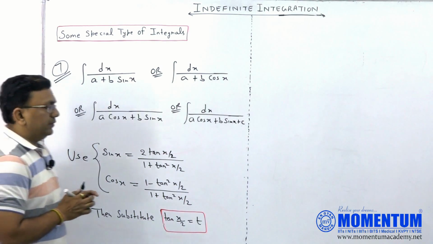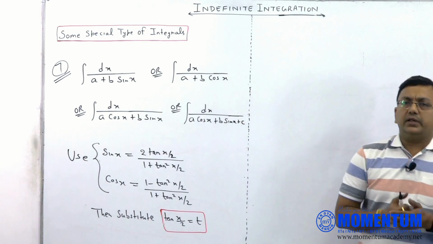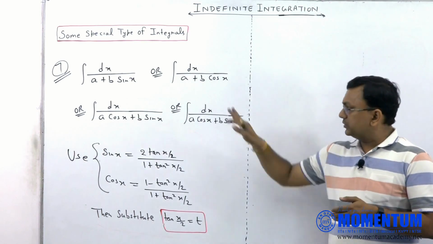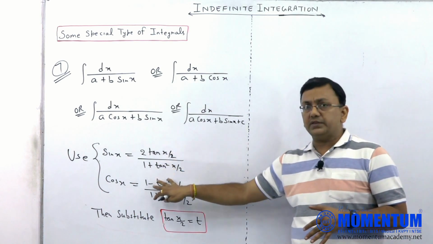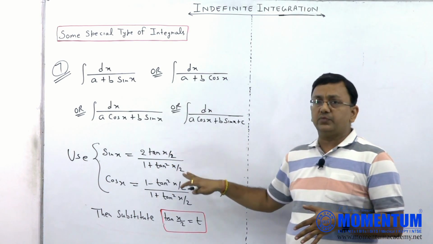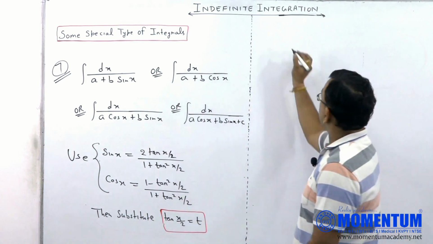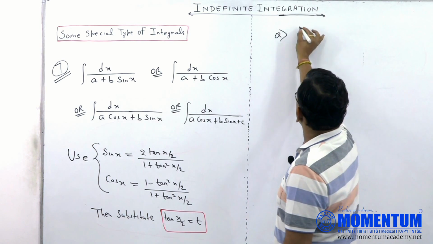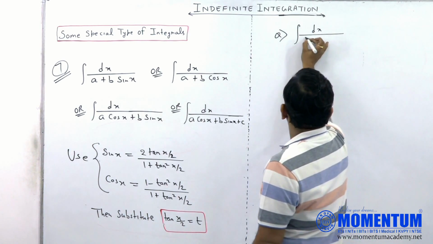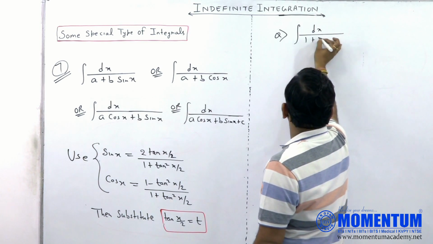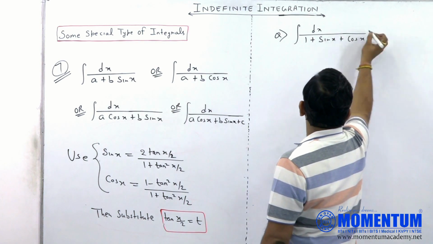Whenever we have an integral where the denominator has terms of sine or cos with power 1, what do we have to do? Open the formula of sine and cos in terms of tan x by 2 and substitute tan of x by 2 is equal to t. I am taking the problem: integration of 1 upon 1 plus sine of x plus cos of x.